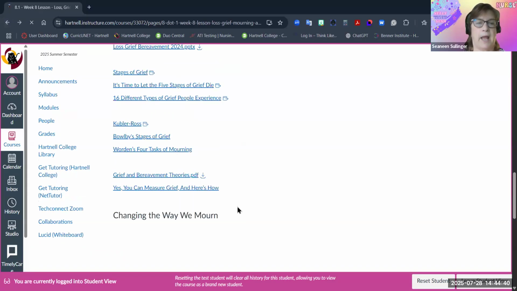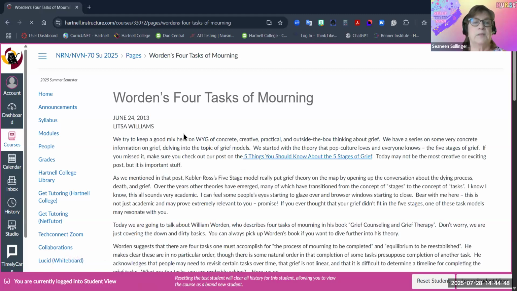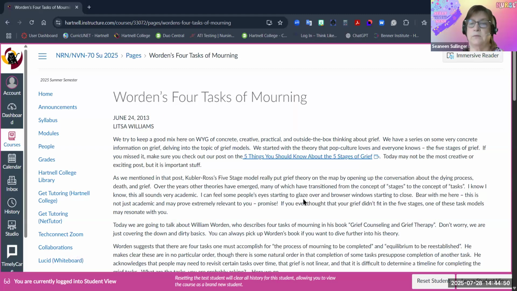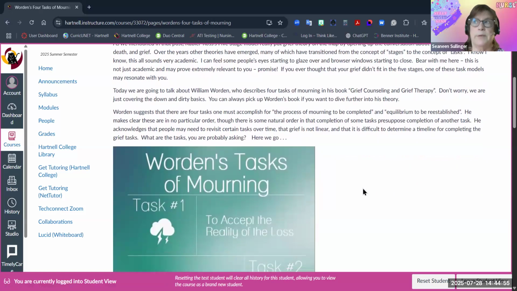And then if we look back at Worden's 4 tasks of mourning, so now we're talking about mourning. Mourning being bereavement, an outward cultural, spiritual, outward showing of my grief. How do I mourn? In what ways do I mourn? And so there are 4 tasks of mourning.